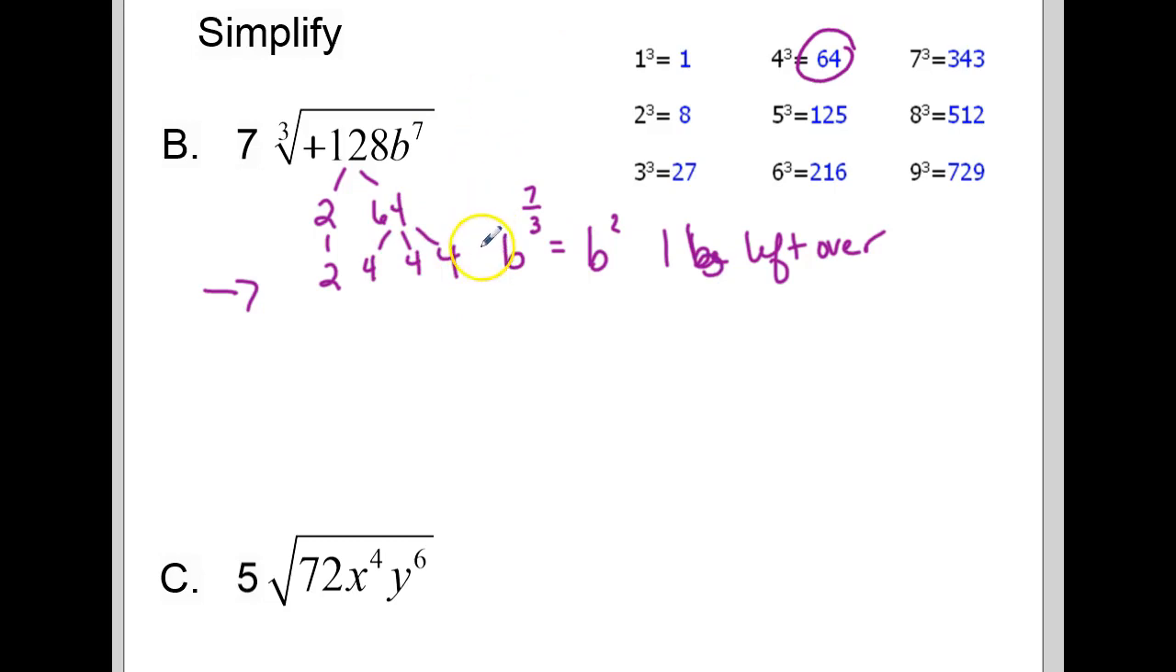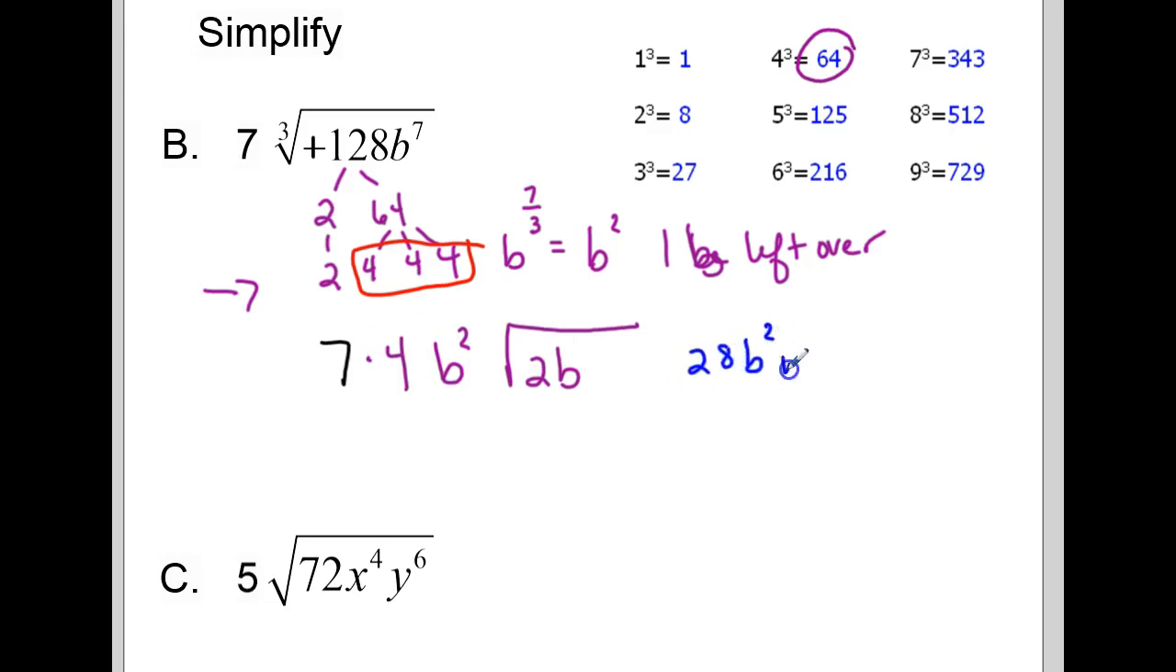So I'm going to pull out these 4s, and I've got a 7 in front. I've got one of the 4s coming out. I've got a b squared coming out. And then what is left underneath? The number 2 and the letter b. So when I write this, 7 times 4 is 28b squared, and I'm left with 2b, and I've got to go back in and make sure that I write my 3 here so you guys know this is the cube root. We can't forget about that because that's really important.